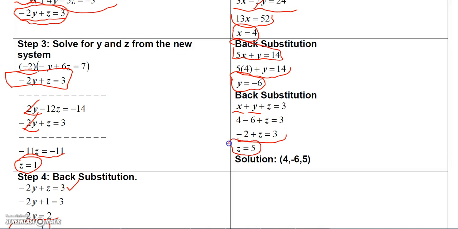And so now we get the solution. X is 4, y is -6, and z equals 5. And that's how you solve larger systems. You'll probably do this a little bit in college algebra, but then you may go ahead and go to matrices. I know if you go to college algebra or finite math, you'll learn to solve these using matrices.